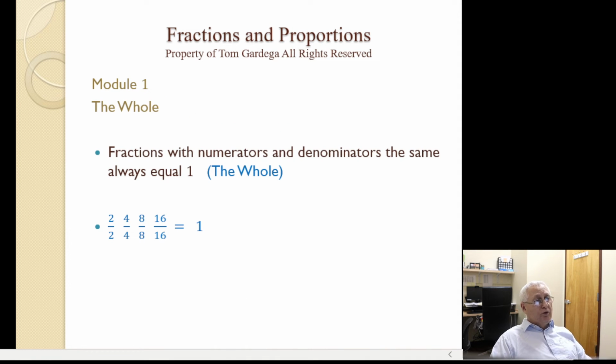Fractions with numerators and denominators the same always equal the whole. For example, 2 divided by 2 equals 1. 4 divided by 4 equals 1. 8 divided by 8 equals 1. And 16 divided by 16 equals 1.